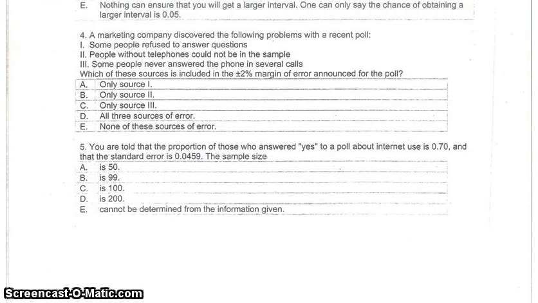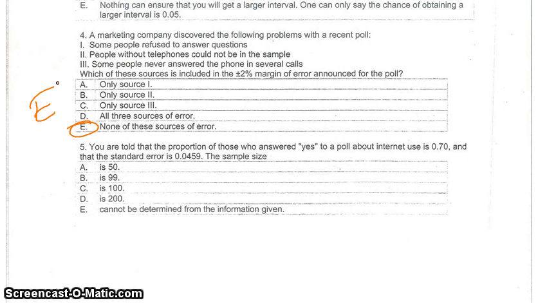Let's look at 4 and 5. Take your time. Okay, for number 4, keep in mind, margin of error only accounts for random sampling error, not bias.